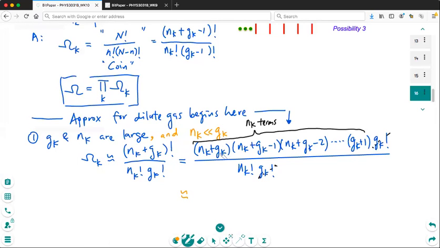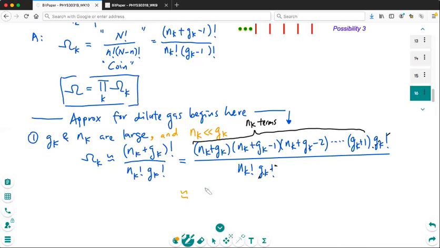Now, if GK is much greater than NK, if this is much greater than this, then GK is much greater than NK minus 1. If GK is so large that it is much greater than NK already, if I take 1 away from NK, GK will still be much greater than NK minus 1. And likewise, GK will be much greater than NK minus 2. So that's where the approximation comes in.